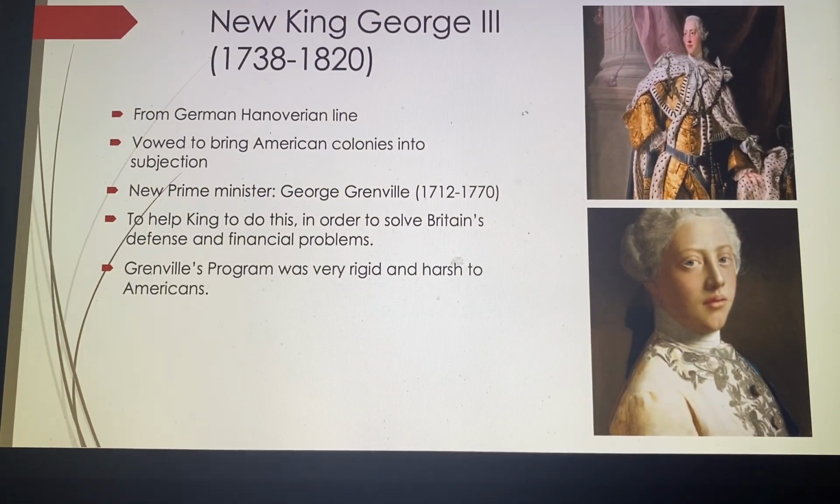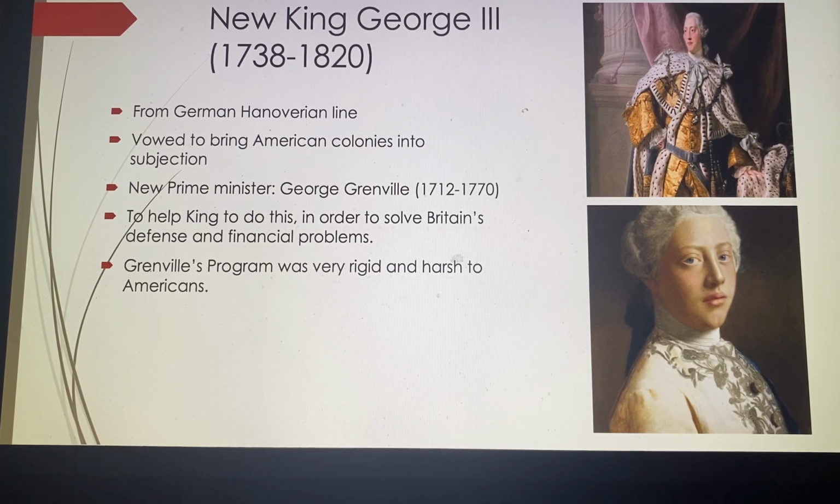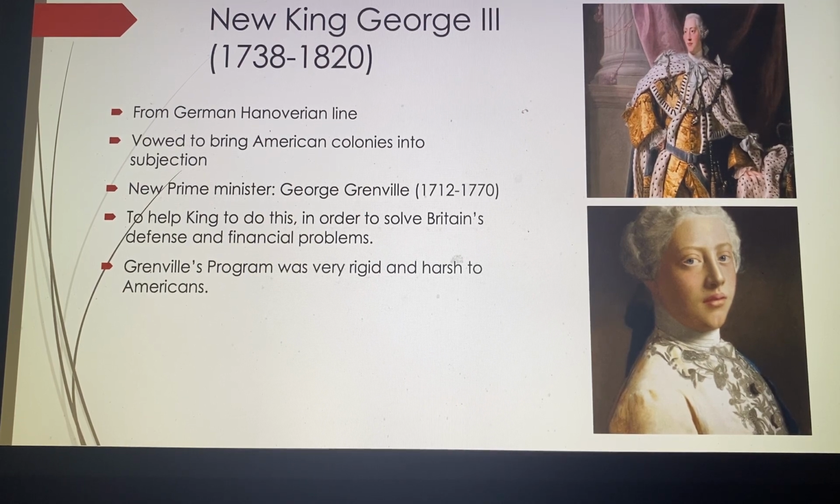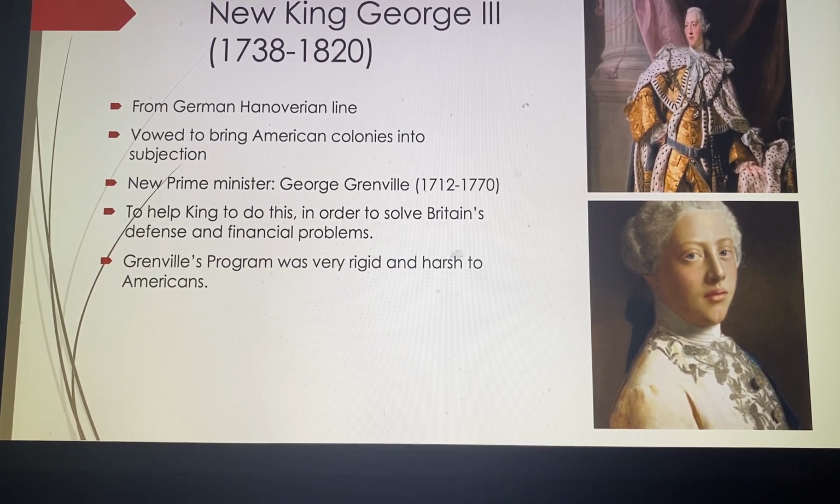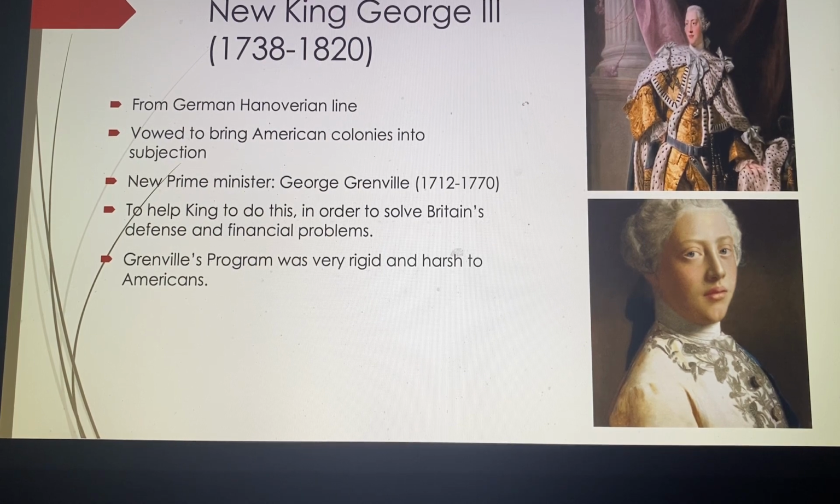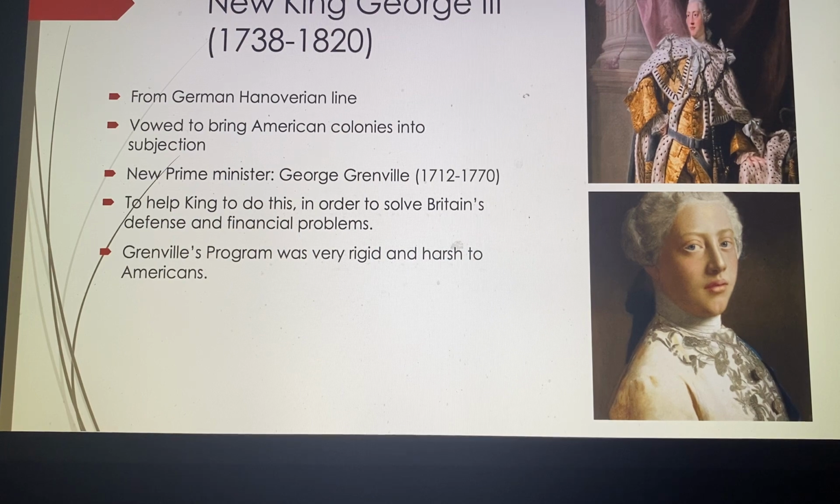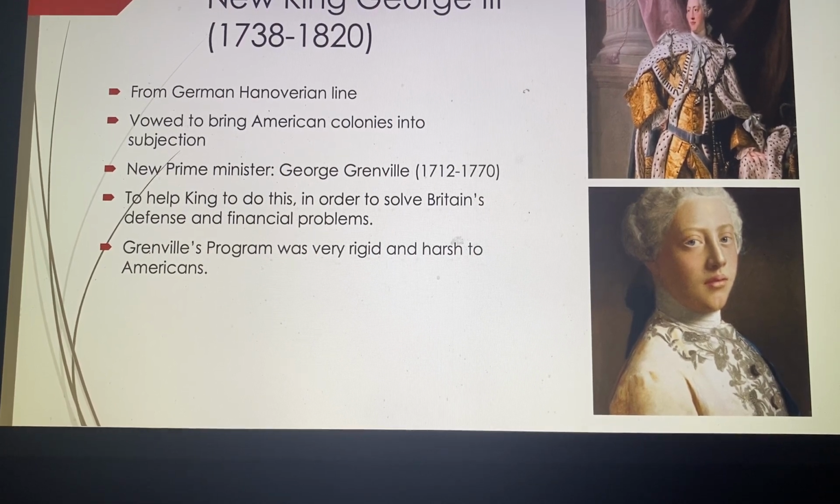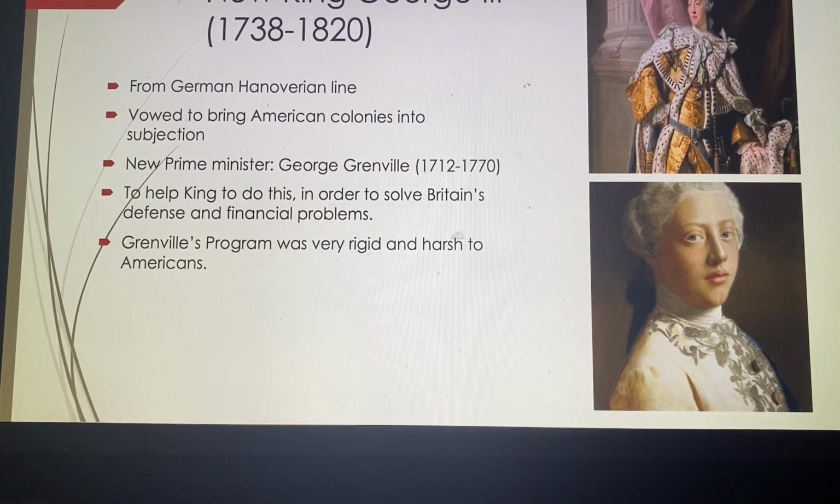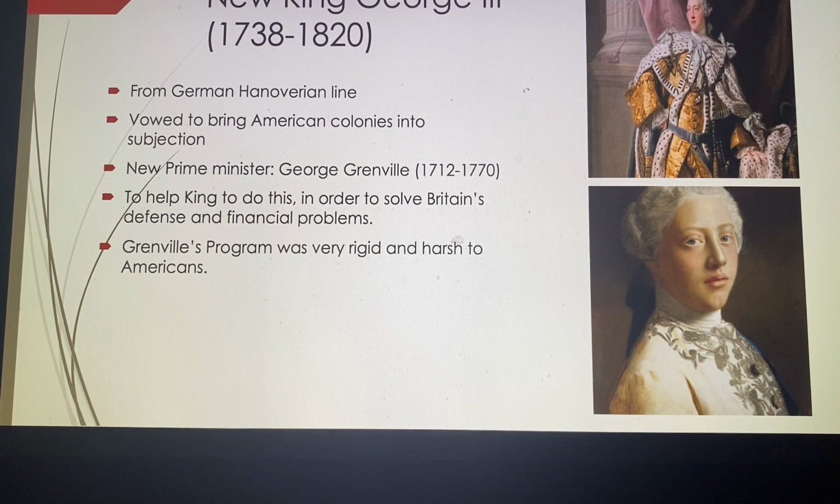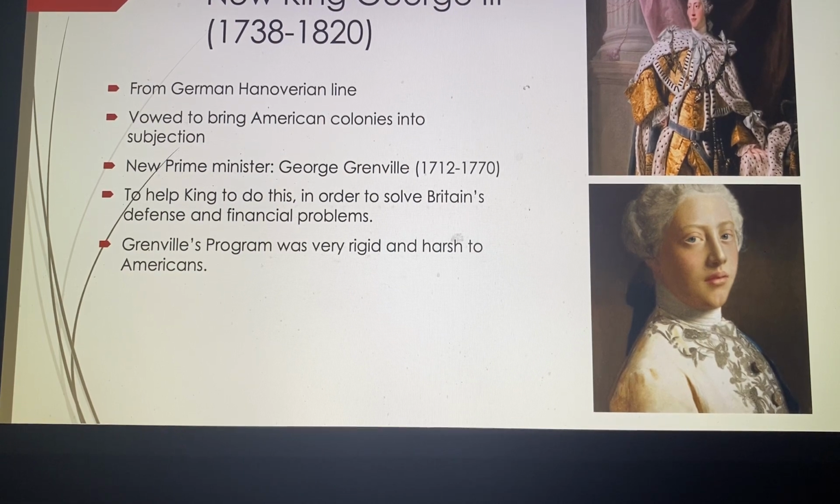And then, of course, we have a new king, George III, who lived 1738 to 1820. There's a picture of him. He was from the German Hanoverian line, a different line. So he was really unfamiliar with how to treat the American colonies. But he vowed to bring the American colonies into subjection.